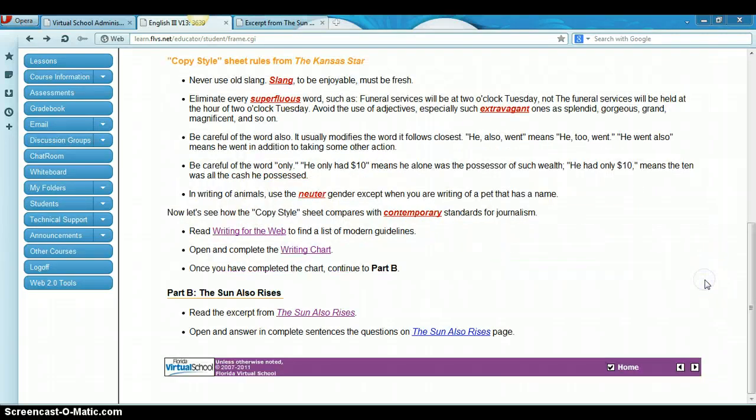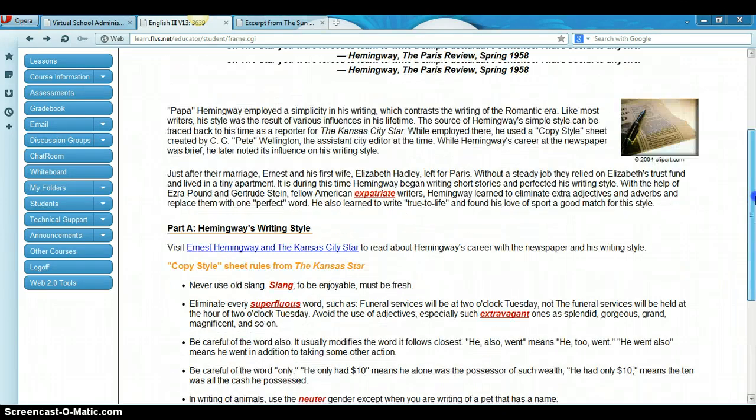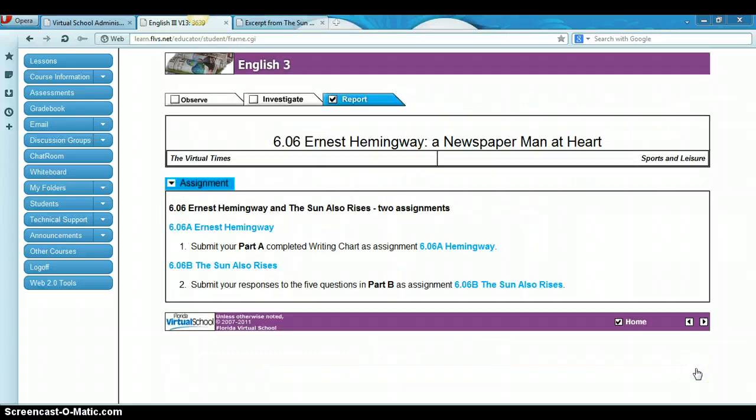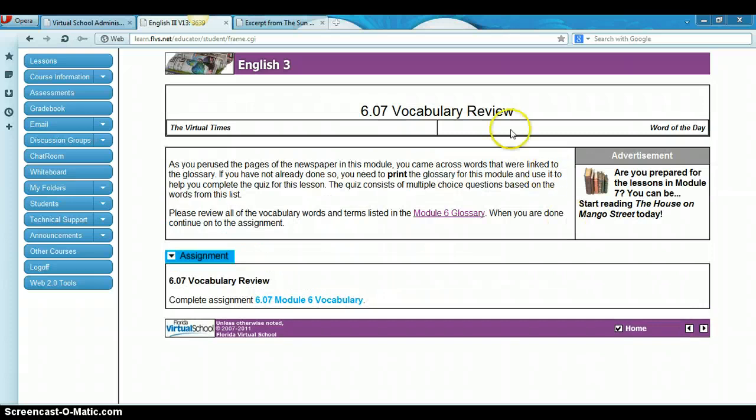And that is 606B. So 606 is actually a pretty quick assignment. It does have 2 parts, but they're both relatively quick. It's a good one to work on. Okay, so you're going to submit both of those. You're going to come to 607. You are going to use your vocabulary skills to take the quiz.